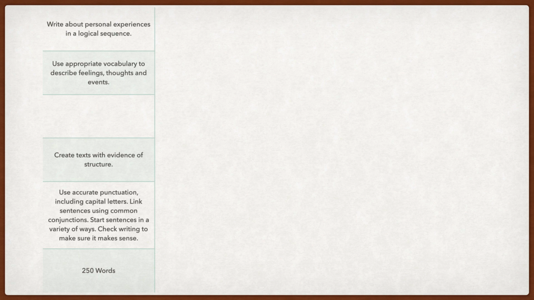If you're working through level one, which some of you are, this first column here is for you. Use this as a checklist if you want. This is how I'll be marking your work. Write about personal experiences in a logical sequence. Use appropriate vocabulary to describe feelings, thoughts, and events. Create text with evidence of structure. Use accurate punctuation, including capital letters. Link sentences using common conjunctions. The next slide will go over what conjunctions are in case you're not sure. Start sentences in a variety of ways. Check writing to make sure it makes sense. And if you're working within level one, you're aiming for around 250 to 300 words.